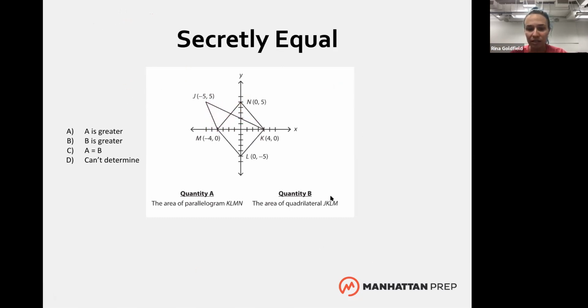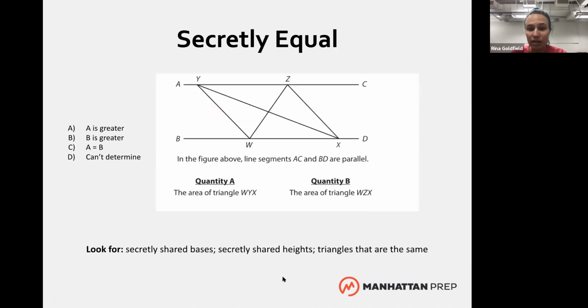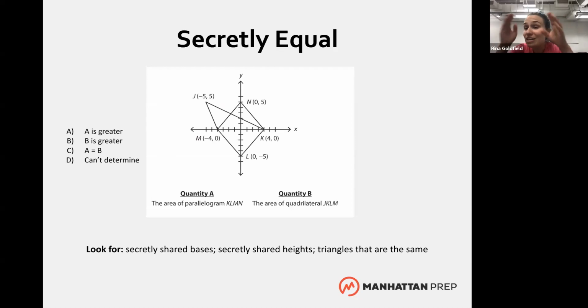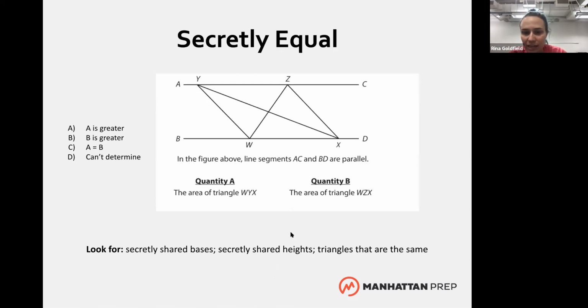So what I'm looking for, it's this very complicated looking diagram. But if I start to peel away the layers of the onion, what I'm looking for: secretly shared bases, secretly shared heights, secretly shared triangles, right? They're hiding that. By secretly, I mean it's obscured in a more complicated looking diagram, shared bases and shared heights that might be rotated, right? I might not be seeing it immediately, but if I pare it down to, okay, I'm looking for the base, I'm looking for the height, I can start to spot that. So I'm really looking for base and height.